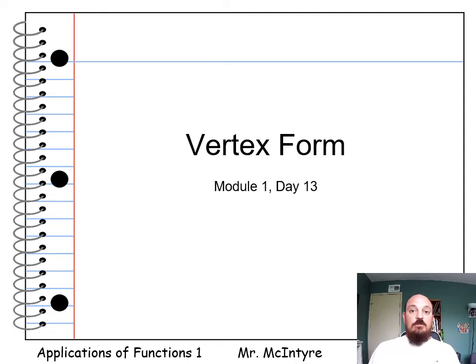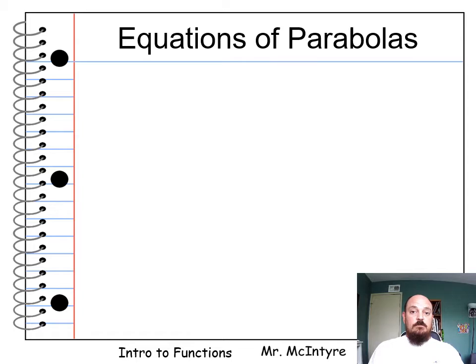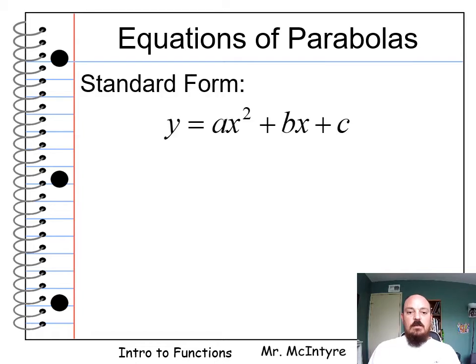All right, today we're going to talk about vertex form, and I want to start by talking about what we've recently done. We're in the middle of equations of parabolas, and we've seen two of them so far. This is what we called standard form, which is y equals ax squared plus bx plus c, and basically it's all the terms just listed out. You have your x squared part first, then your x part, then your constant part.